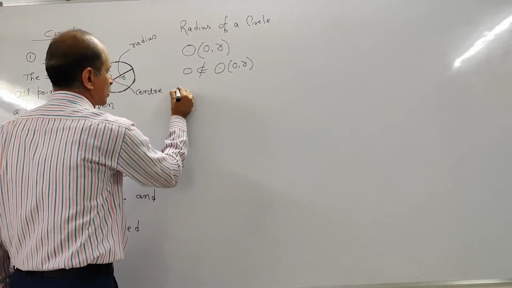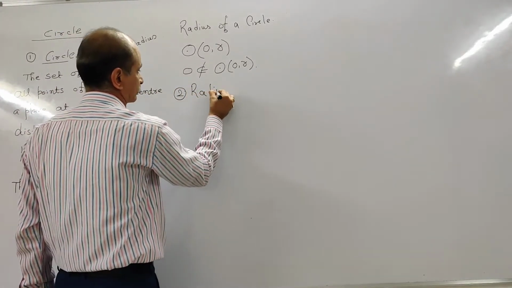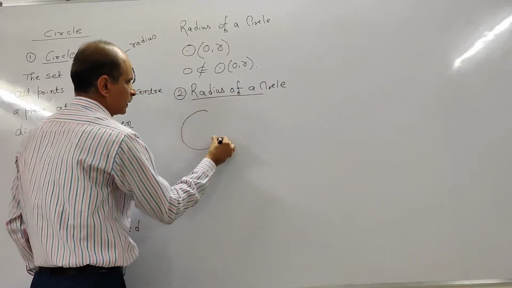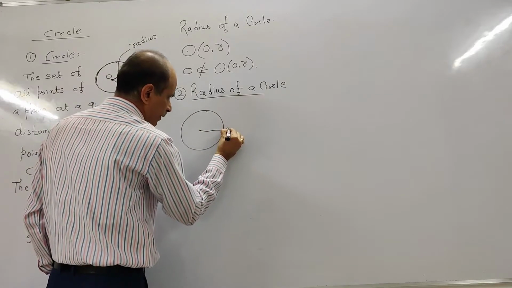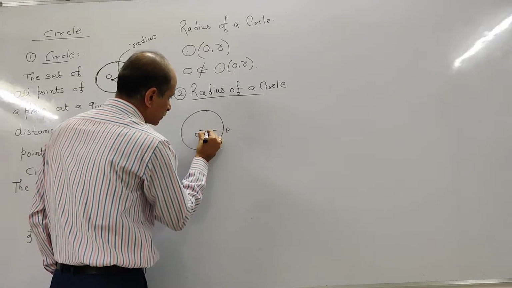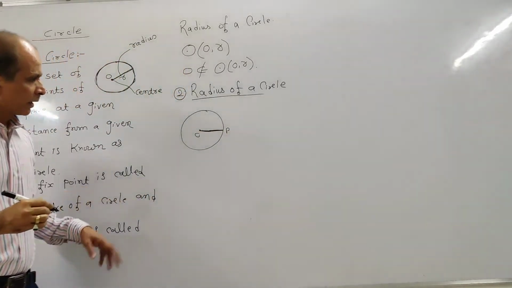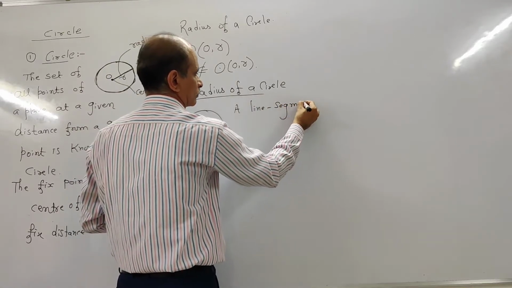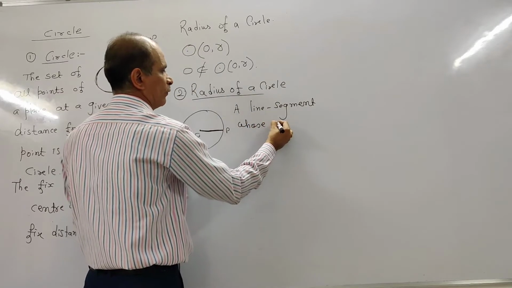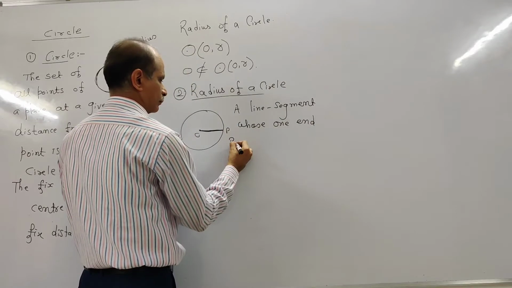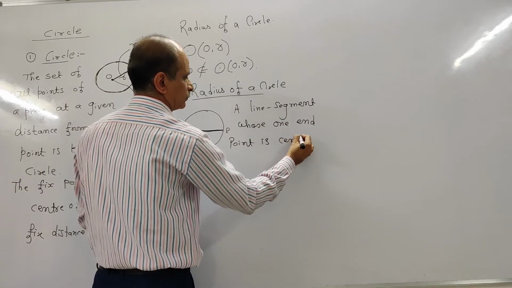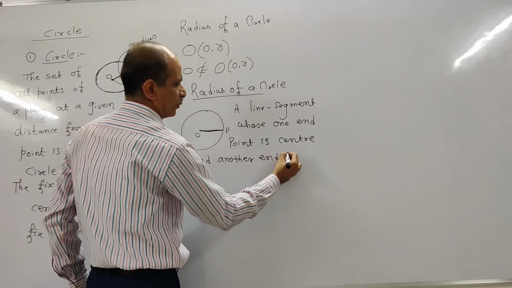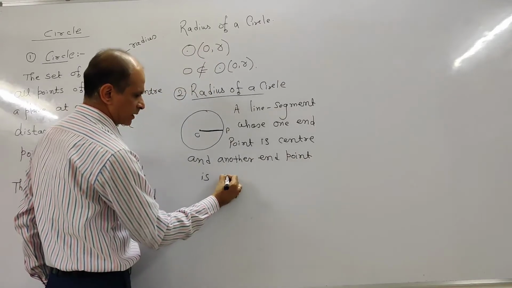Well, let me explain another concept, and that is the radius of a circle. If you draw a circle, this is known as the center. This is one point on the circle. This is the center. So this portion is known as what? Radius. So you know, radius is nothing but a line segment, whose one end point is the center and another end point is on the circle.